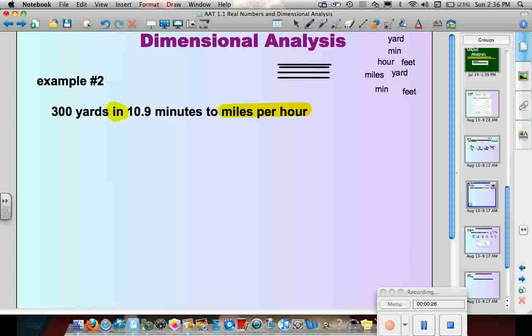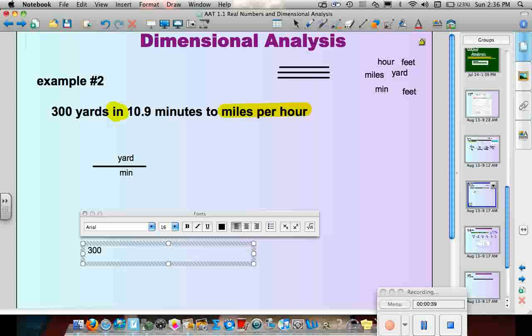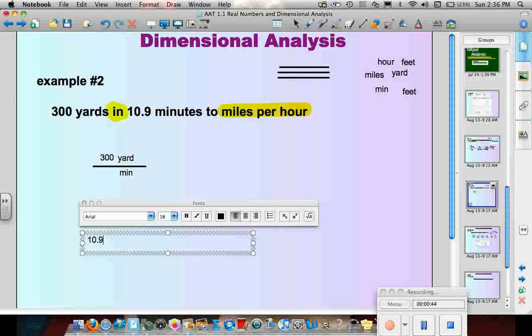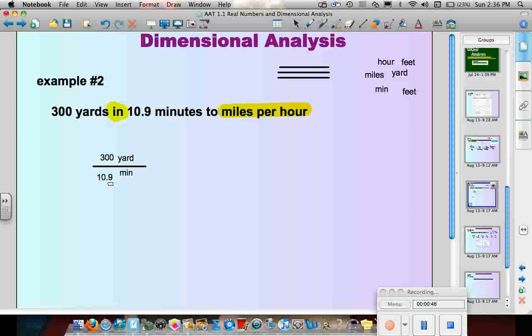Okay, so I can start, and I have some stuff put together here, so I'm a little faster. Here I'm going to start with yards per minute, and my starting spot is 300 yards in 10.9 minutes. Alright, so now I want to multiply by a fraction that is equal to 1, so it has to be something like 60 minutes in 1 hour, so that it's equal to 1.